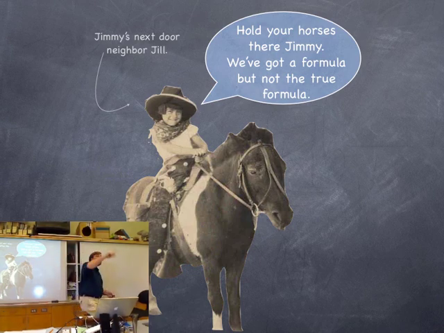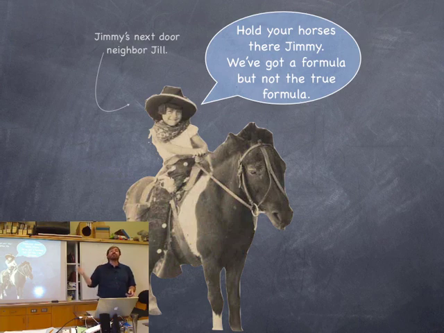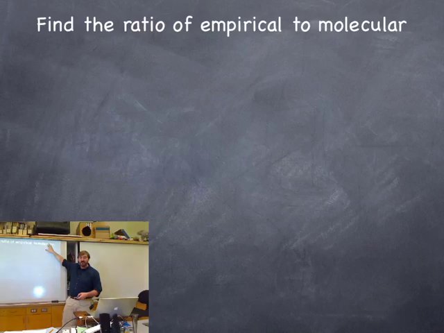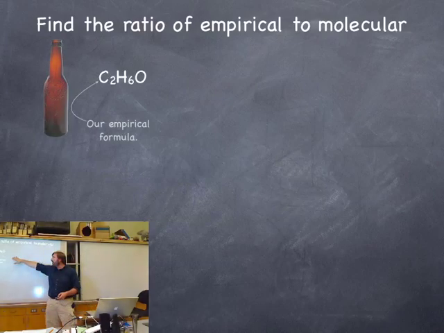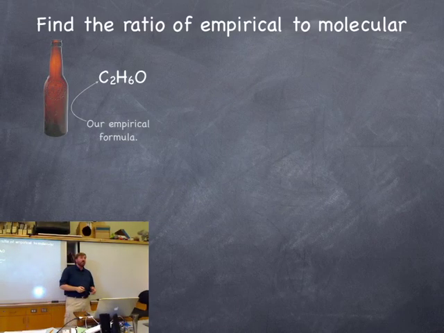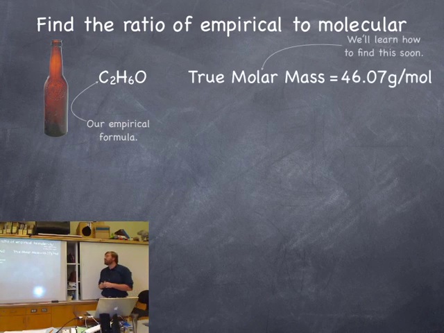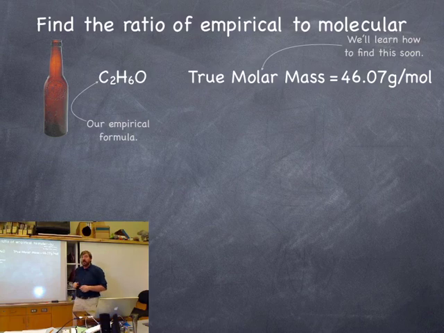Instead of CH2O, it could be C2H4O2 or C3H6O3. It could be some multiple of that value. We need to be able to convert the empirical formula to the true or molecular formula. To do that, we need to know another piece of information. We need to know the true molar mass. For right now, I am giving you the true molar mass.